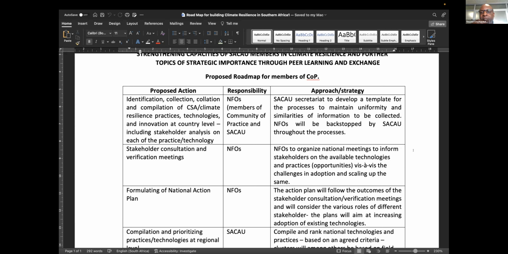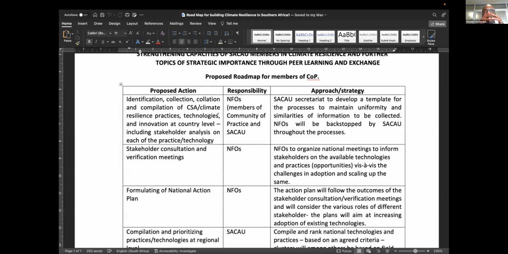Now, what will be the approach to achieving this? We have already developed a template. This template was necessary because we wanted to maintain uniformity on how this work is going to be done in all the respective countries. We could also share this template for you to see later after the meeting. Whatever the NFOs will be doing in the countries, SACA will always be available to support them, so that we make sure that the work is done in the way that we planned it. So that will be the first action that we need to take.